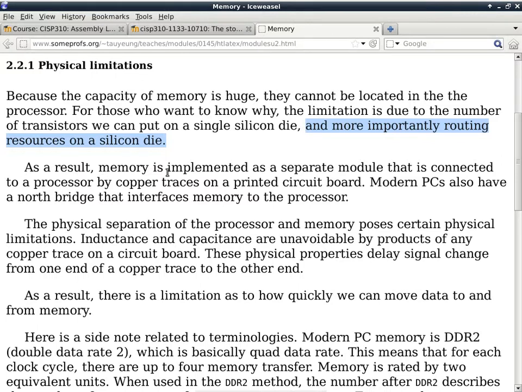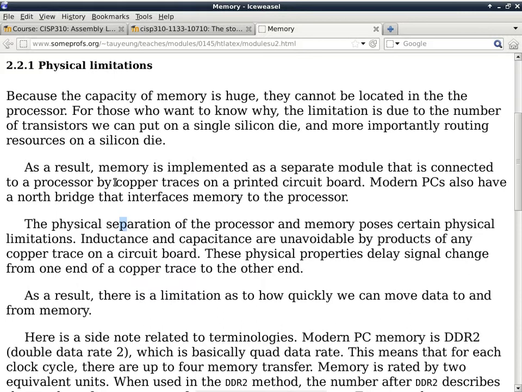As a result, memory is implemented as a separate module that is connected to the processor by copper traces, copper wires on the circuit board. Modern PCs also have a north bridge. This was written a long time ago when north bridges were still used, and these days with the i5, i3, i7 processors, they don't have a north bridge anymore. But it is still separate. There's still a physical separation of the processor from memory.